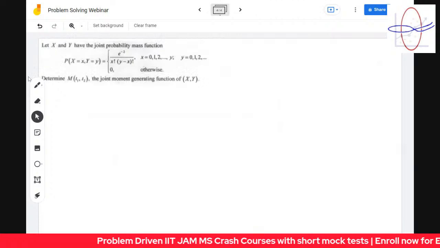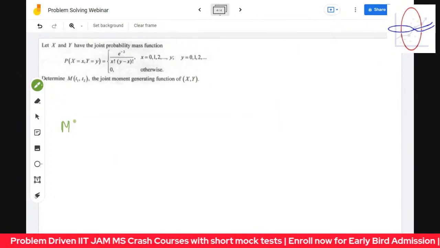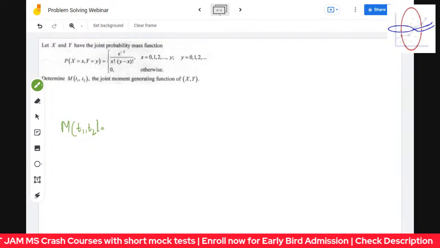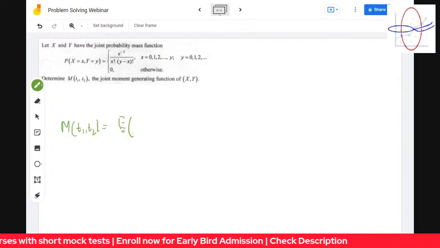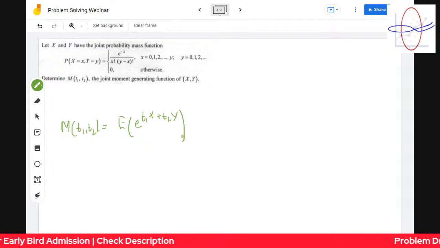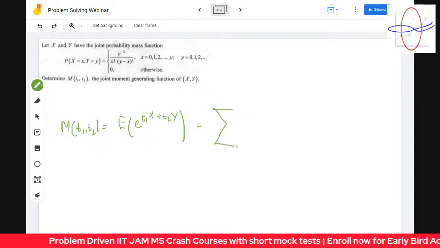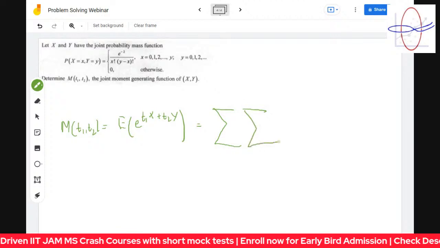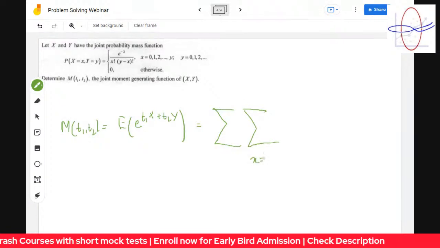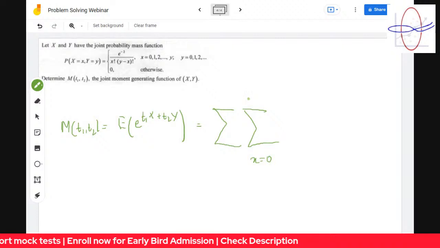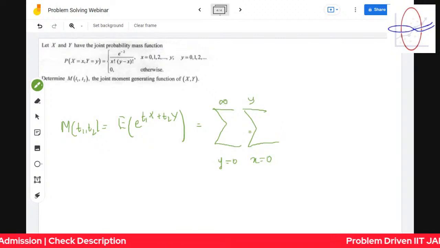To find M of t1 comma t2, which is the expectation of e to the power t1 X plus t2 Y, we will do the summation. Now understand there are certain conditions, so we have to see how X and Y are behaving. X is going from 0 to y, and y is going from 0 to infinity, right?